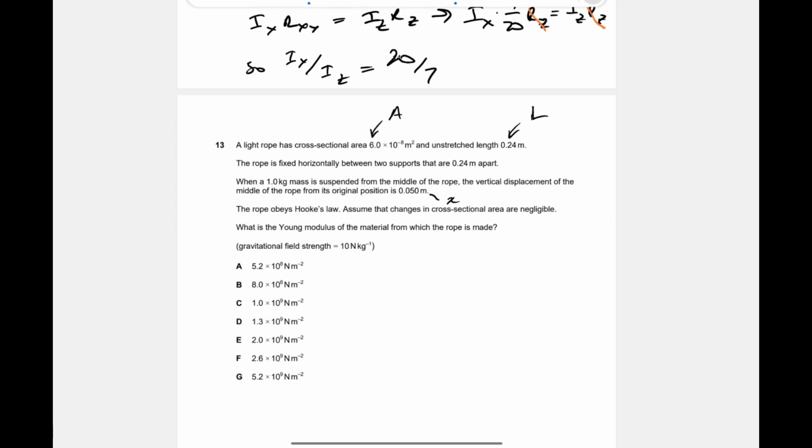Okay, we've got that. So let's say this is the rope. Well, that's not very accurate. So this distance over here is X. Okay, and then this distance at the top, we'll say 0.24 is 2d, so this is d.